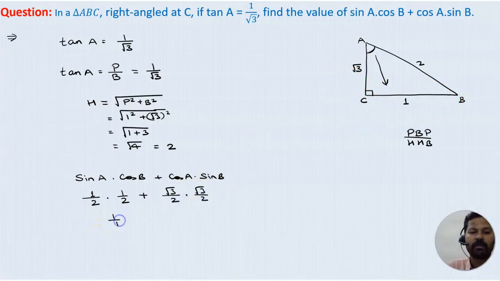So it will become 1 by 4 plus 3 by 4. Simplifying it further, the denominator is the same, so just add the numerators. 3 plus 1 is 4, 4 upon 4, which is equal to 1. So the value of sin A cos B plus cos A sin B is equal to 1.